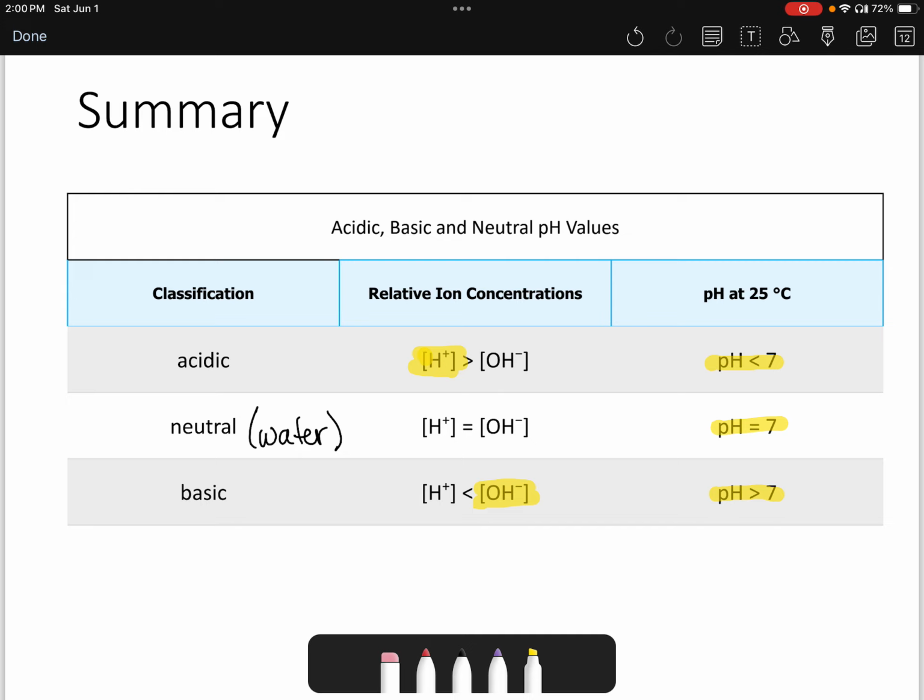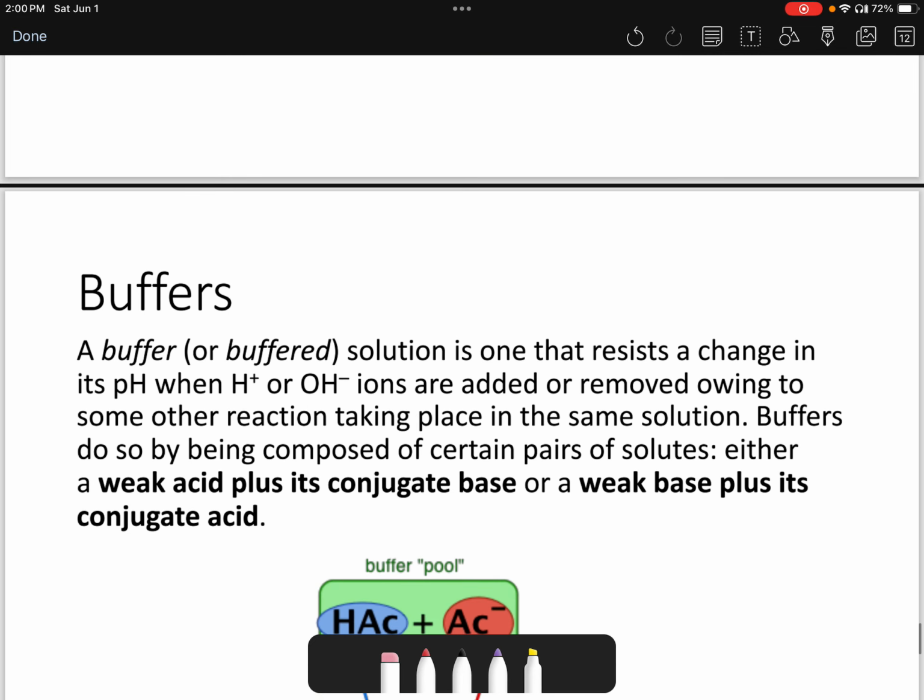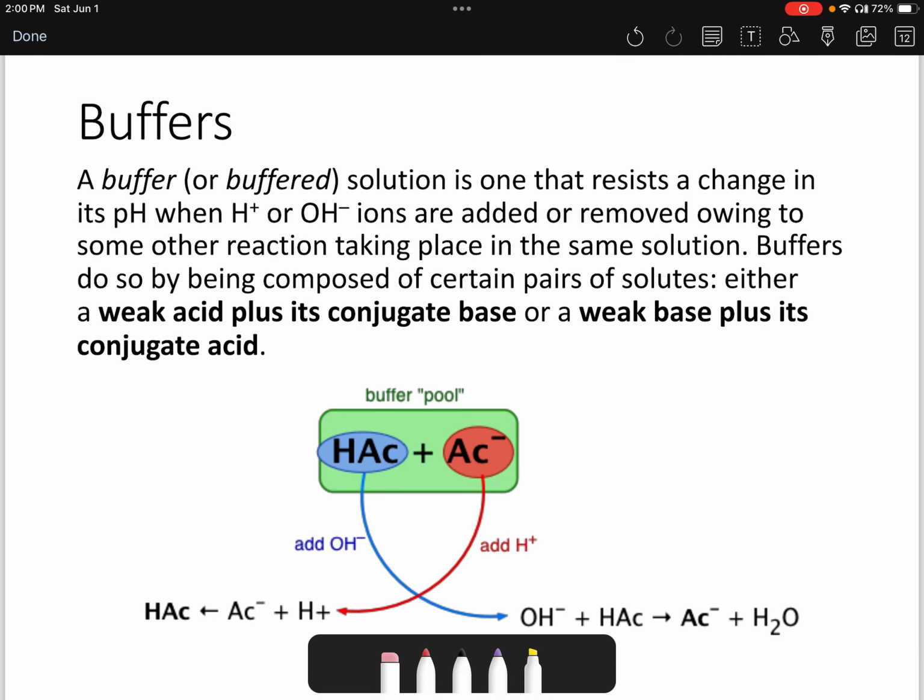Okay, so one last thing I wanted to talk about are buffers. We actually saw an example of a buffer in lab, and a buffer solution is one that can resist a change in its pH when hydrogen ions or hydroxide ions are added or removed. Buffers can do that by being composed of certain pairs of solutes. So either the buffer will be made of a weak acid plus its conjugate base, or a weak base plus its conjugate acid.